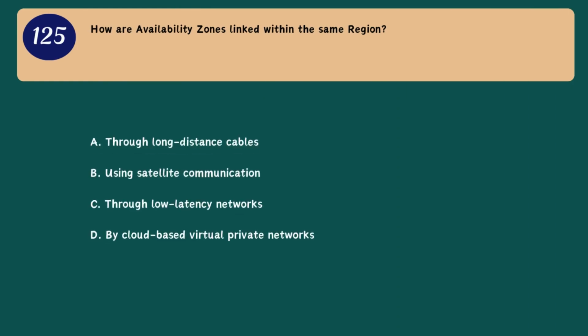Question 125. How are availability zones linked within the same region? A. Through long-distance cables. B. Using satellite communication. C. Through low-latency networks. D. By cloud-based virtual private networks.